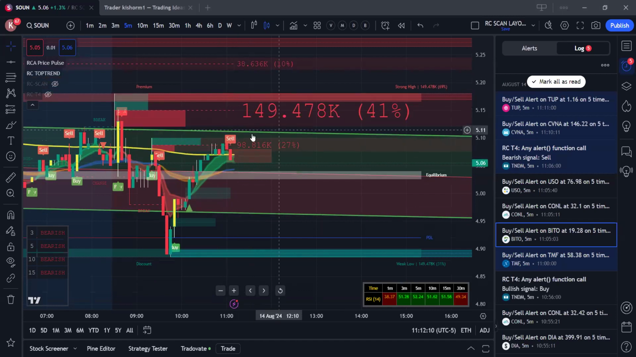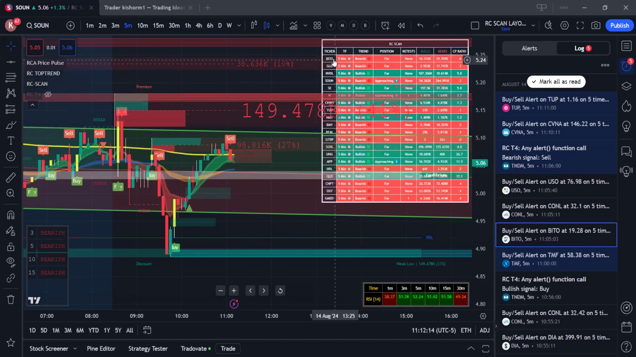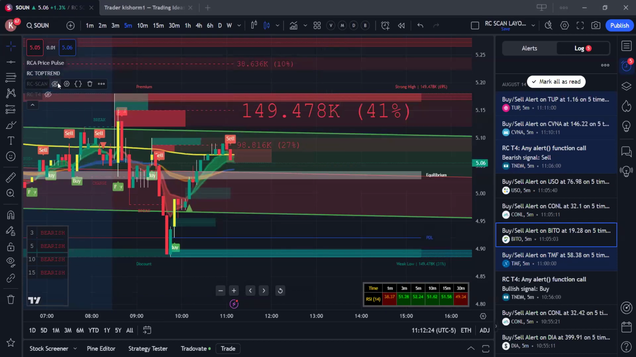We have a huge sell order block here, sell order block here. Scanner is showing SOUN at point 2. For 54,000 bulls, there are nearly 265,000 bears. Price bulls, everything is bearish here. Next, this is also close to 50, so this will also turn to red in a few minutes.